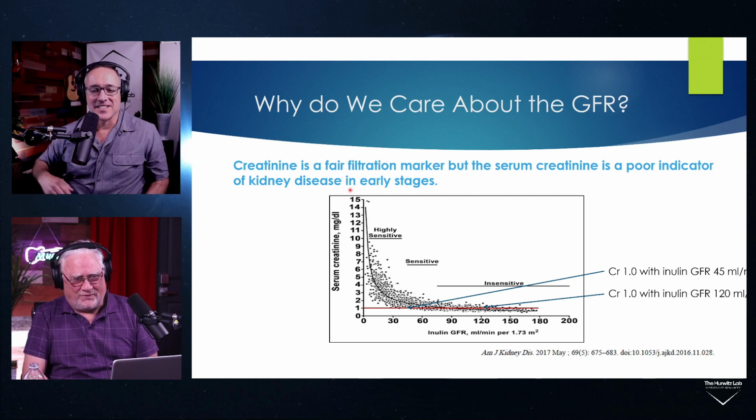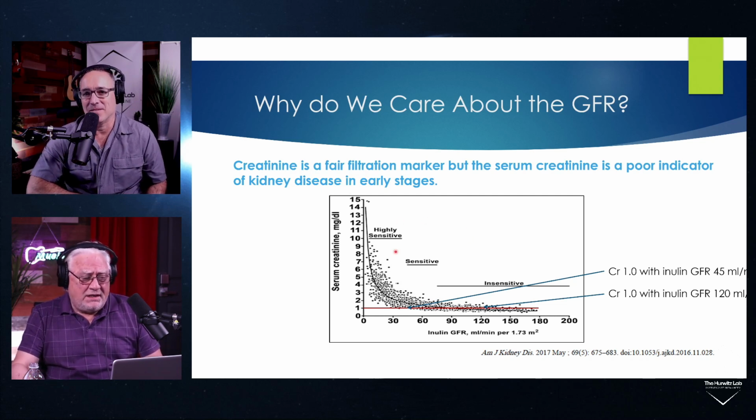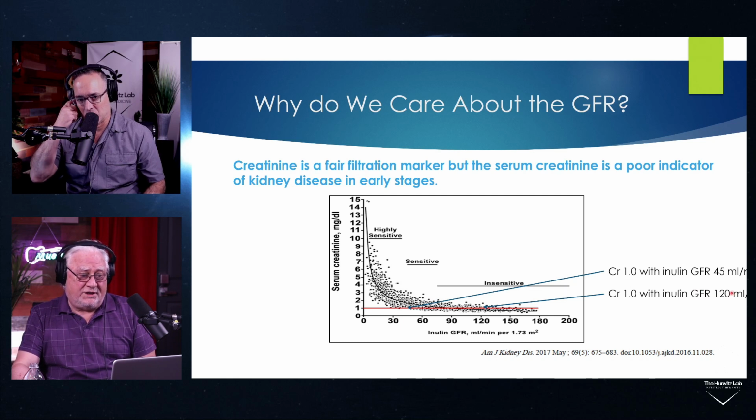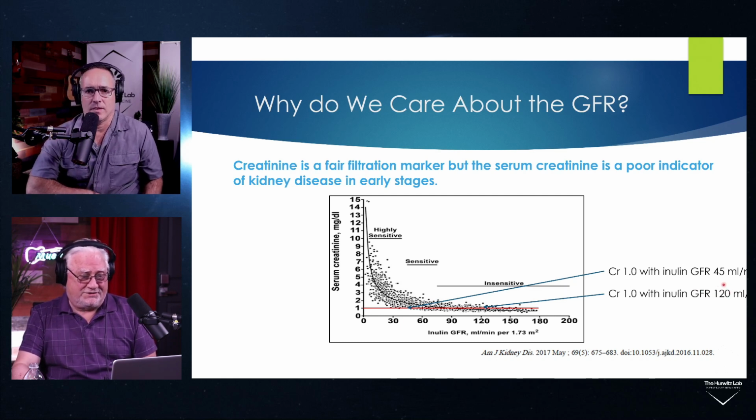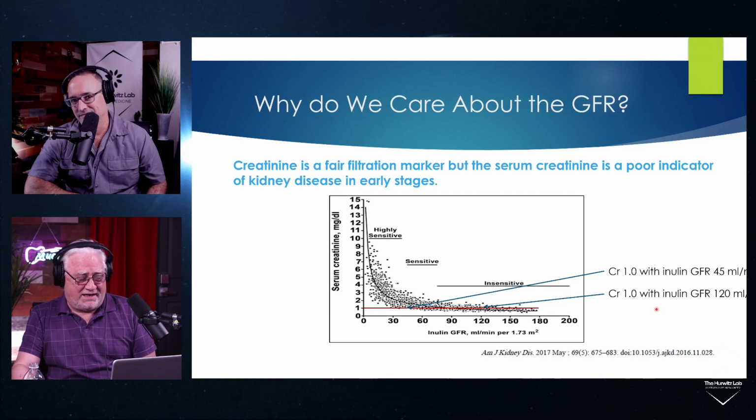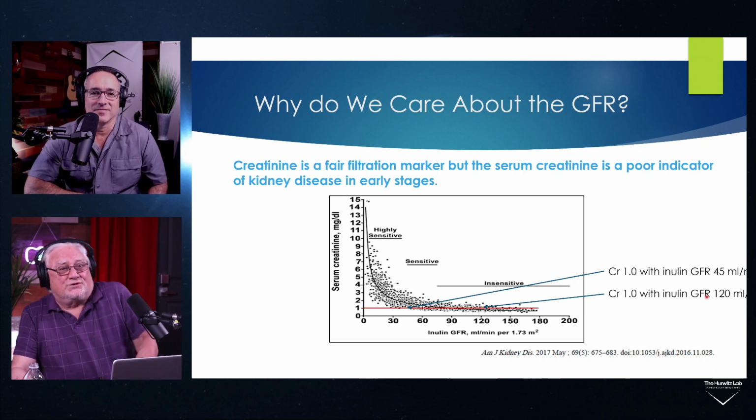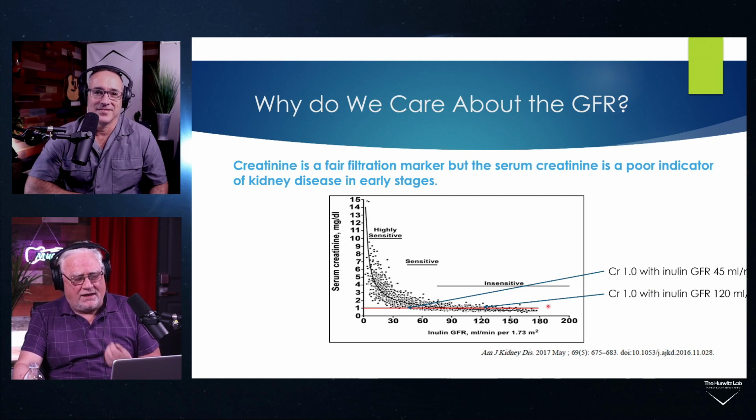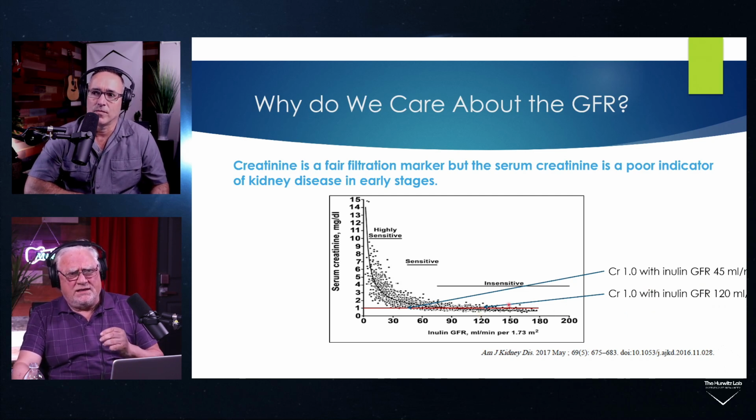Right. And so the clinical problem with this, we have on here, you can have a creatinine of 1 with a GFR of 45, which is stage 3 chronic kidney disease, versus a GFR of 120, which is almost hyperfiltration. Right. So you really couldn't tell where you were with a serum creatinine. Yeah. And that was a big deal in clinical medicine because people just didn't identify it.